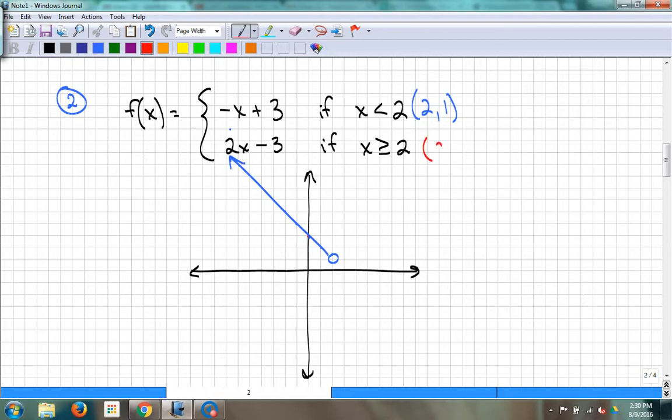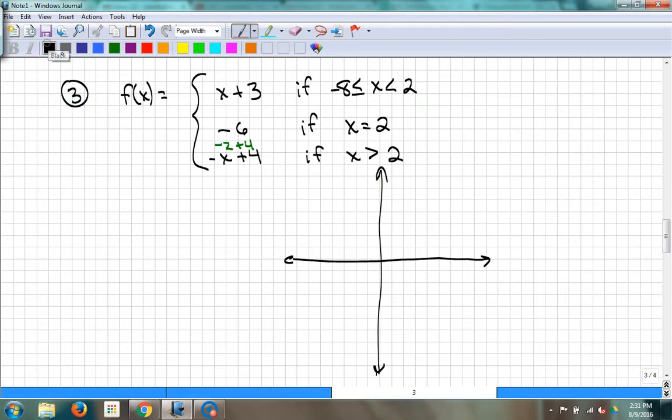This one has an important point at 2. It'd be 4 minus 3 is 1. Happens to be the same place, and it's filled in this time. Put that inside of there. And then slope of 2, up 2 over 1, up 2 over 1. So there is our graph for number 2.